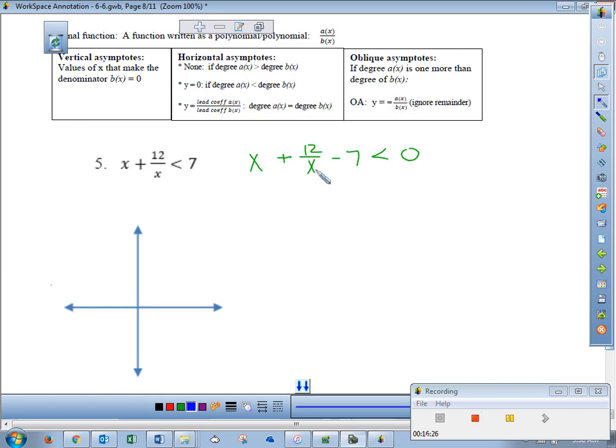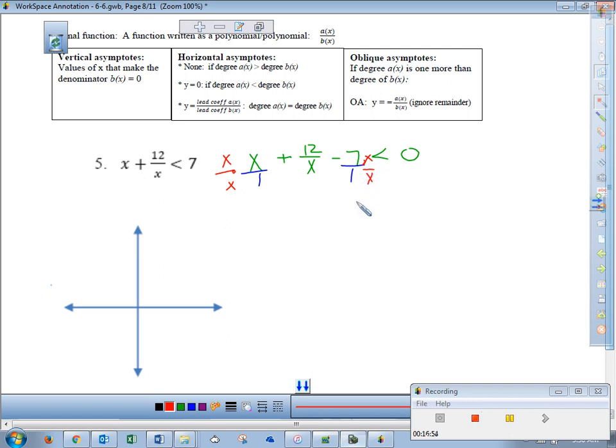This denominator is x. So if I put all of these over 1, which they really are, what denominator would I want to get them all to be as? Common denominator. I want them all to have an x. So what would I have to do to this guy to get him to have a denominator of x? Times x over x, right? And same thing here, times x over x.